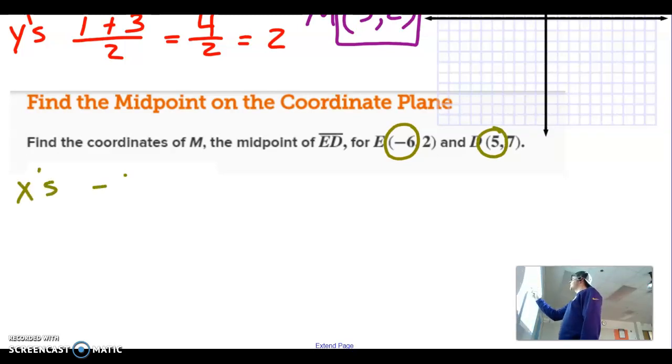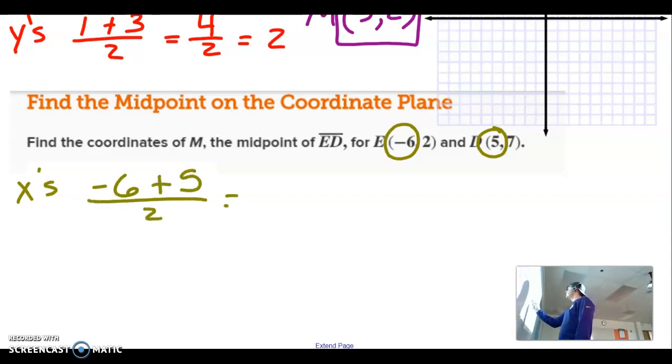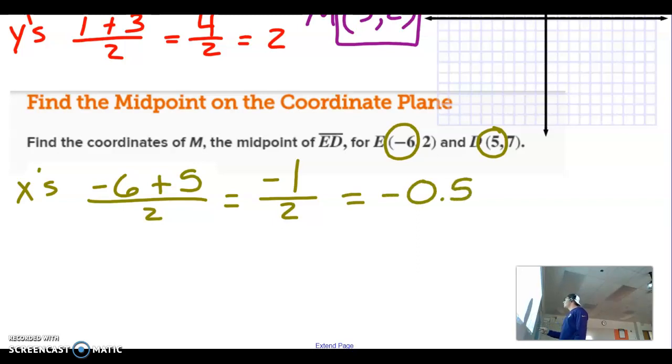So for my x's, -6 plus 5 all divided by 2. -6 plus 5 is going to be -1 divided by 2. You can leave it just like that. You can leave your answer as -1/2. Again, you could say -0.5. We don't need to. This is just fine.